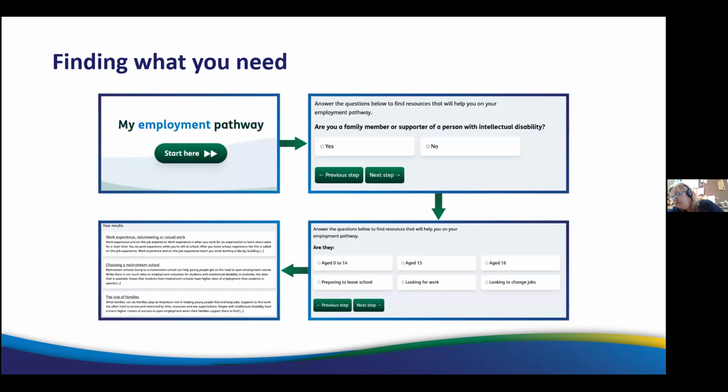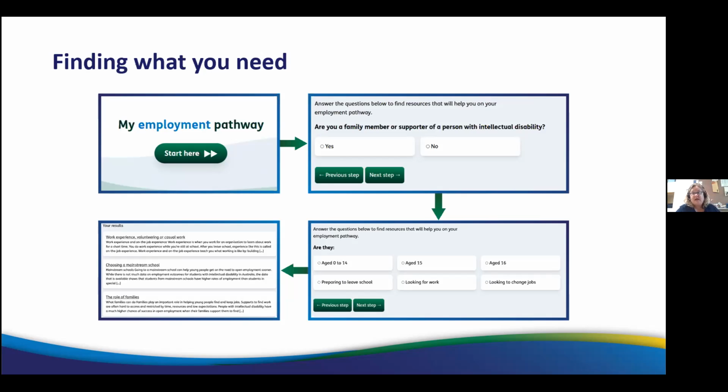sorry about that. If you click on the My Employment Pathway and answer the questions, whether you're a person with intellectual disability or not, and then you answer a few questions, it will curate a series of the resources on the website that are likely to be the most useful to you and offer you them as the first choice. So that's one way of finding some things on the website that are related to you quite quickly.